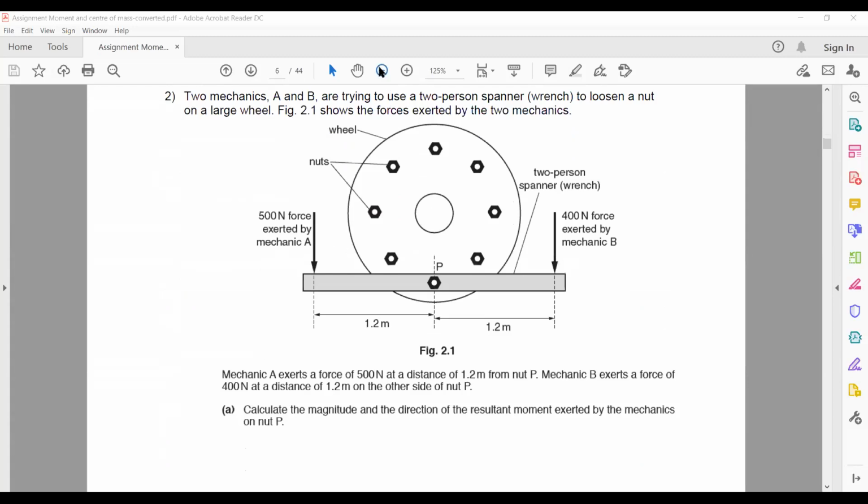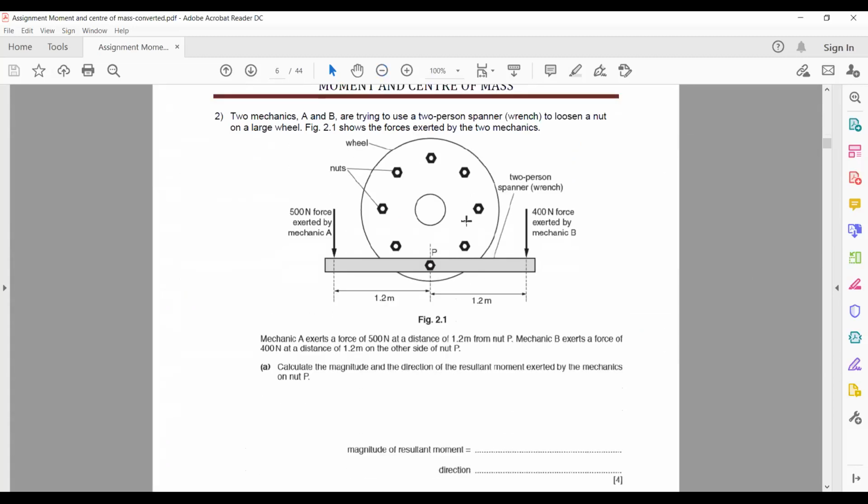Okay, this question. Two mechanics, A and B, are trying to use a 2-person spanner or a wrench to loosen a nut on a large beam. Figure 2.1 shows the forces exerted by the two mechanics. Mechanic A is exerting a force of 500 Newton downward, and mechanic B is exerting a force of 400 Newton also downward. Calculate the magnitude and the direction of the resultant moment.